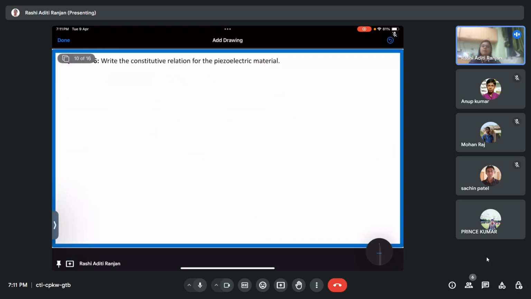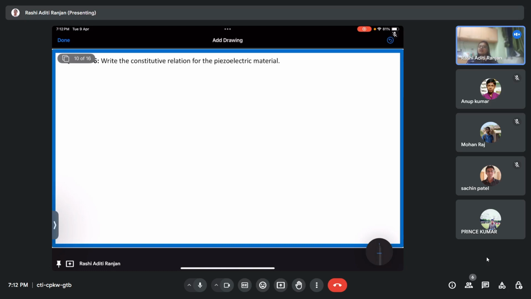Okay, now coming on to question number 6. It says to write the constitutive relation for the piezoelectric material. So first, what is a constitutive relation? Why is it even required? By constitutive, if you remember, we had this Hooke's law for metals, isn't it? Where we define Young's modulus. We say my stress is directly proportional to strain. Remember, that was also a constitutive relation.